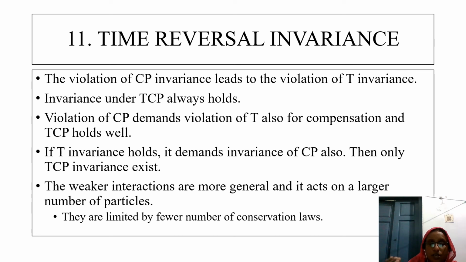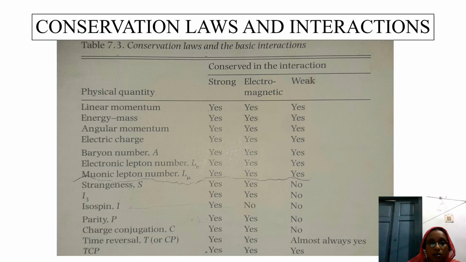Now, the weaker interactions are more general and act on a large number of particles. They are limited by a smaller number of conservation laws. These are the important things in connection with the conservation laws and symmetries. Now we can conclude all the things in these sections.